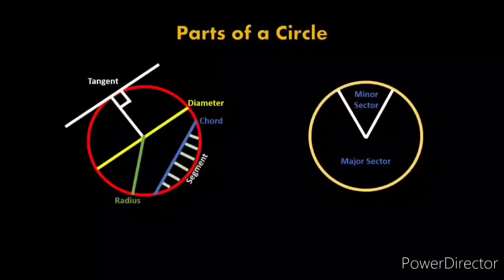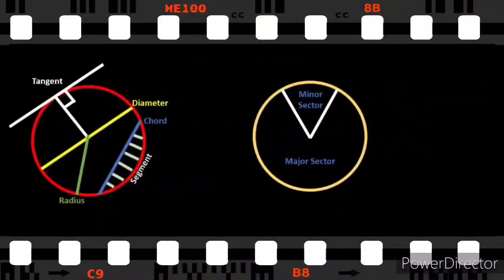We then have a chord highlighted in blue, and this is just a line that goes from one point of the circle to the next point. A diameter is a chord, and it is the longest chord, but a chord is not a diameter. Where the chord and the arc meet, that is known as a segment. On our circle on our right, we have a minor sector and a major sector. This is the region where 2 radii meet and an arc connects. So the smaller one is obviously the minor sector and the larger is the major sector.